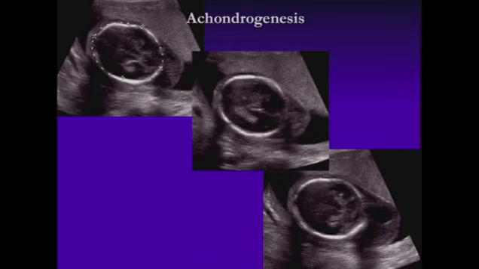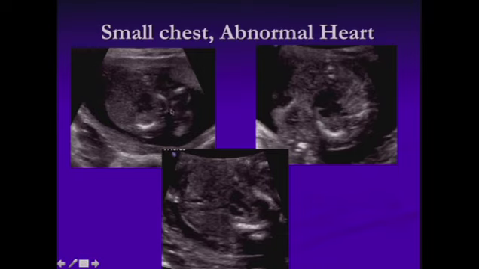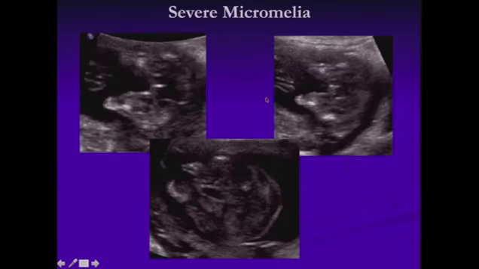Another abnormality that can be diagnosed in utero is achondrogenesis. And here I've got a case of achondrogenesis. We're looking at normal ossification of the skull, but we're seeing a large amount of soft tissue in the nuchal region with some fluid collection. In this case, we're seeing a very, very small chest. Look at how small these ribs are. The heart is big in the chest and looks deformed as well. But there's very, very severe micromelia. Look at how small these long bones are.